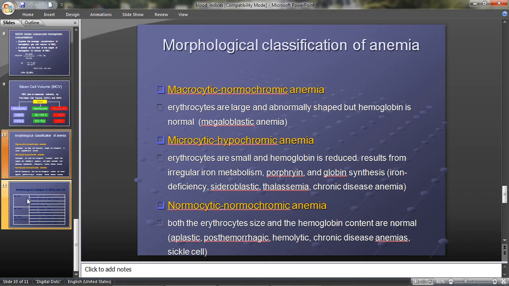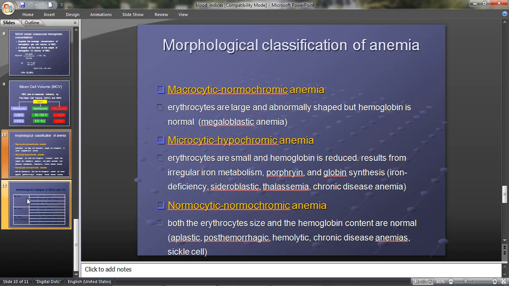The other classification is microcytic hypochromic anemia. Erythrocytes are small. There is a reduced content of hemoglobin because of irregular iron metabolism. Therefore, the diameter of the RBC would be decreased and the chromasia, or the color of the RBC, would also be decreased. The classical example is iron deficiency anemia.